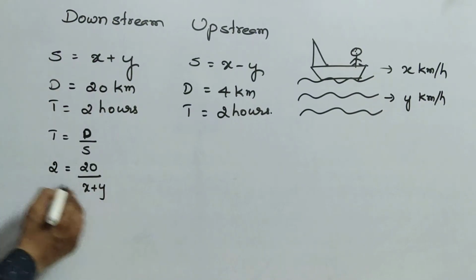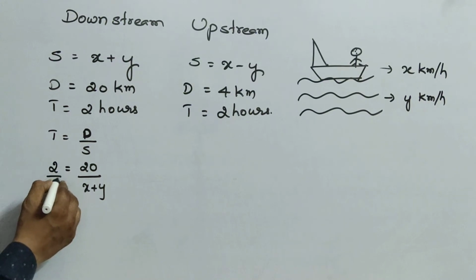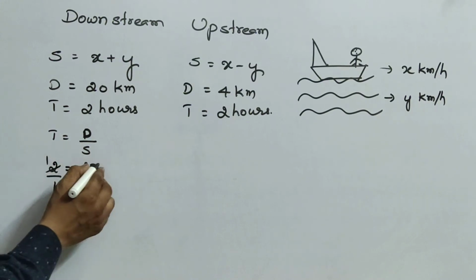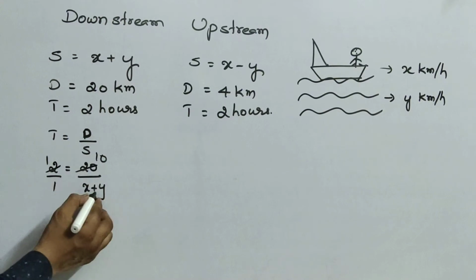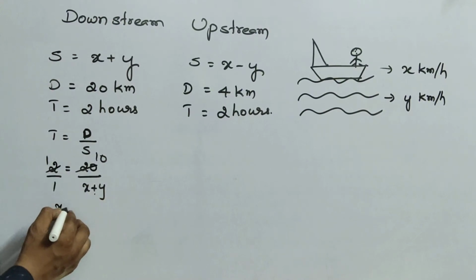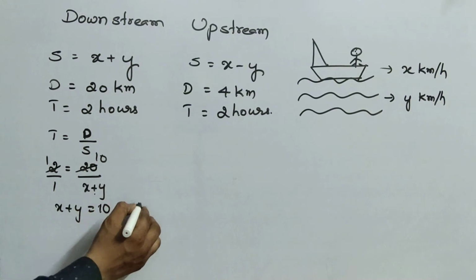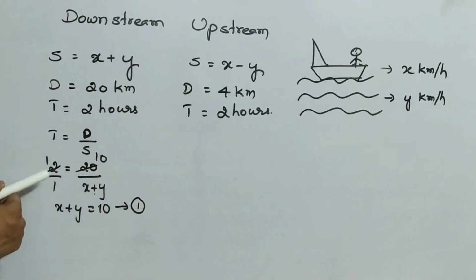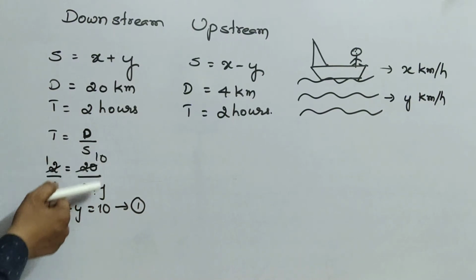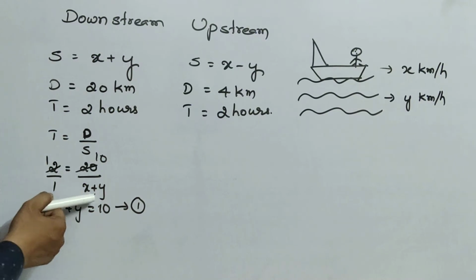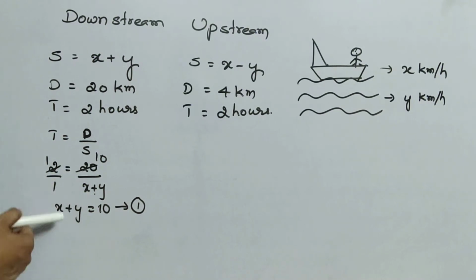Now cross multiplication, or you can write here 1, or you can cancel 2 ones, 2 tens. So cross multiplication of x plus y into 1 is x plus y equals 10. So this is equation 1. These are all simple calculations you have to learn, so you can save time. 2 ones, 2 tens, so 10 by x plus y. Here 1 is left. So cross multiplication, x plus y into 1 is x plus y equals 10.